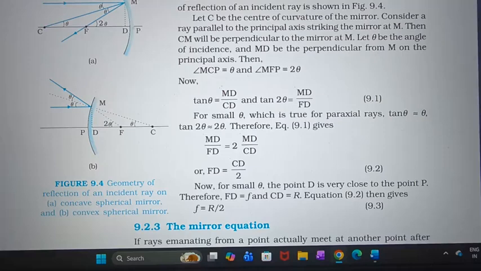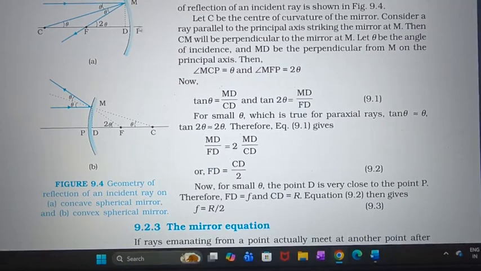Between C and D, the radius of curvature, the principal focus will be the midpoint, because FD is nothing but half of R. The focal length is nothing but half of R. Now you might think that MD is there, but it's generally the pole, right? You have just drawn a perpendicular, assuming MP as a straight line itself, because when paraxial rays are there and they are really near to the pole, you can consider this as a very small region.